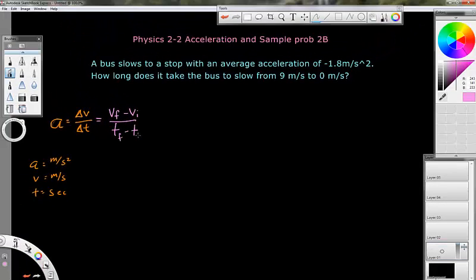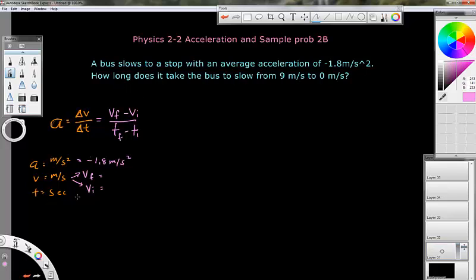So let's expand this equation out a little bit. This is the final velocity minus the initial velocity over the final time minus the initial time. All right, so if we figure out what we have here, we can do this. Specifically, the acceleration is going to be this. So we're going to list this as negative 1.8 meters per second squared. The velocity, though, we need to break into two parts. So we have our final and initial, and they actually give us both.